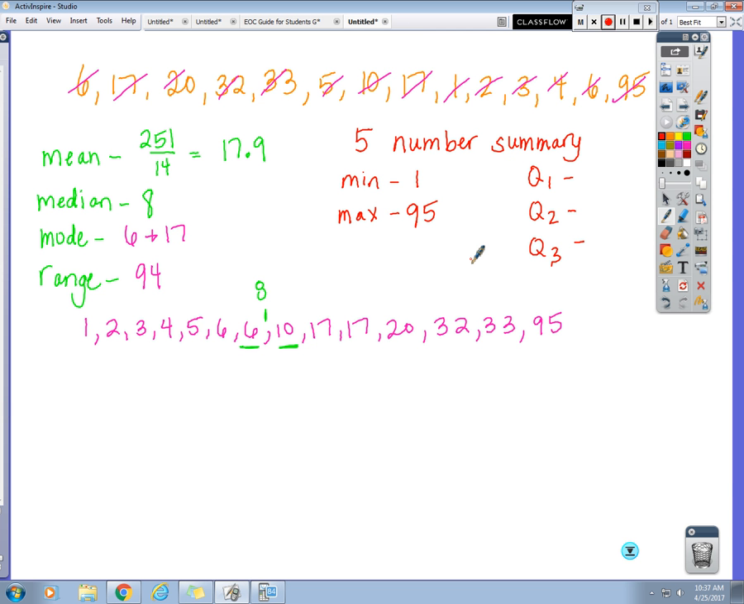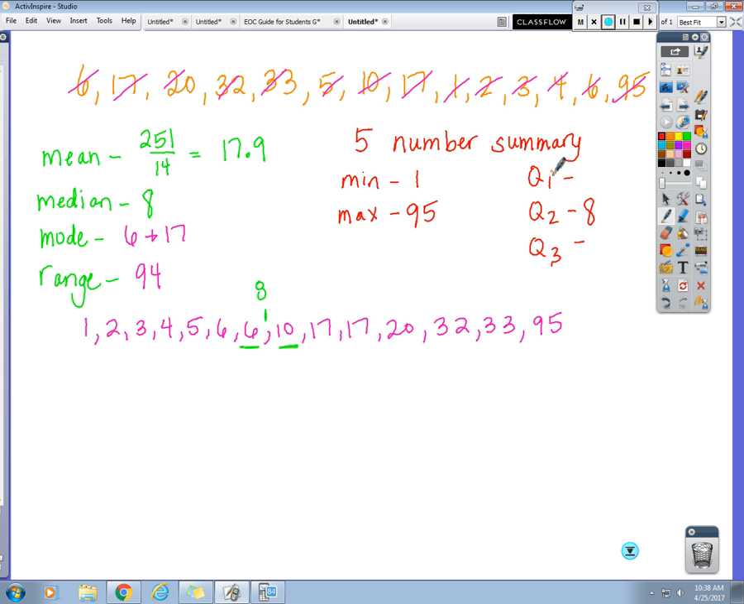A what? He's on the right track. Outlier. Okay, because it's far from the rest of the data. A data item that is way far away from the rest of the data is known as an outlier. So 95 would be an outlier. Now, Q2 is the exact same thing as median. Well, we already know the median is 8, so that's Q2.